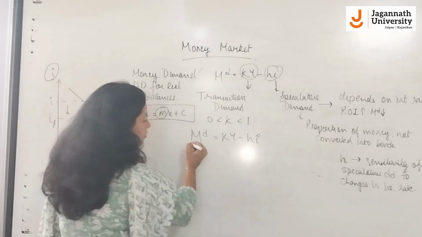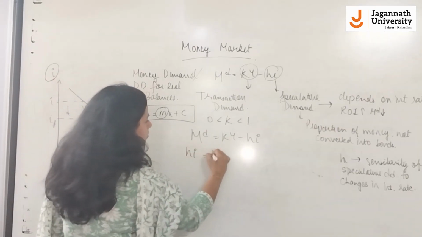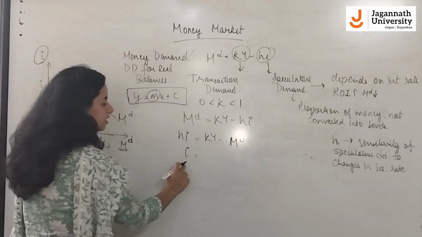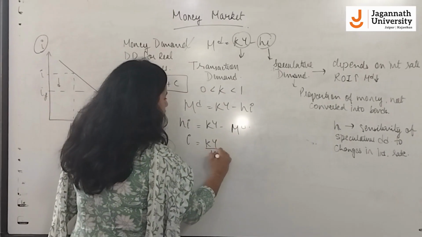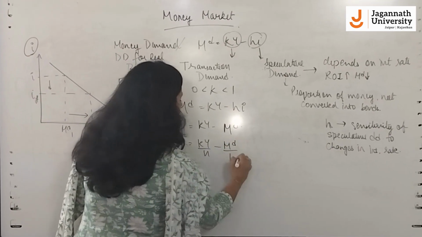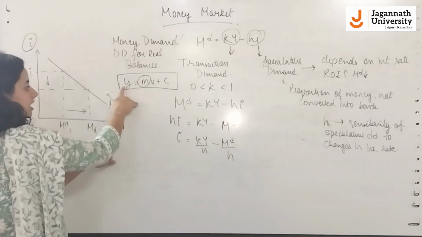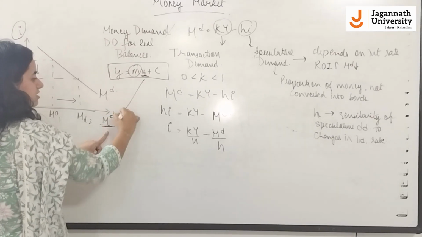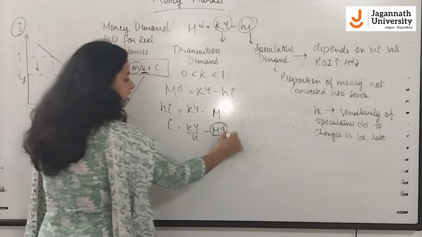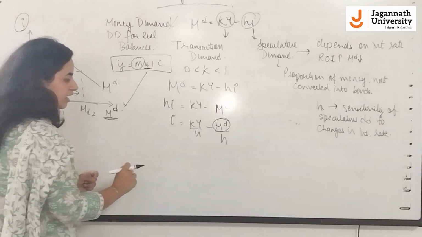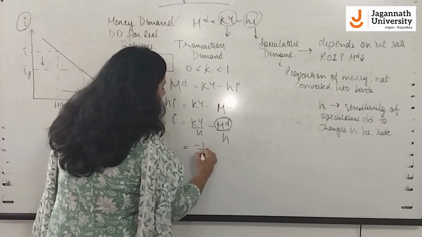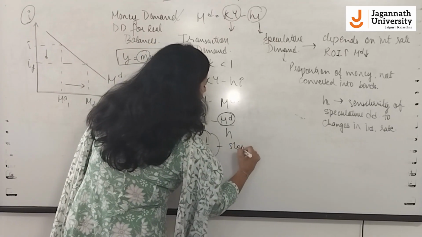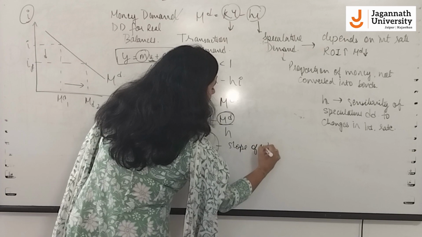We will separate out this I. This is HI equal to KY minus MD. I, if we have to singular it out, it becomes KY by H minus MD by H. Okay. Now what is the X here? X is MD, right? So MD का intercept क्या है? It is minus 1 by H. So minus 1 by H is the slope of money demand.